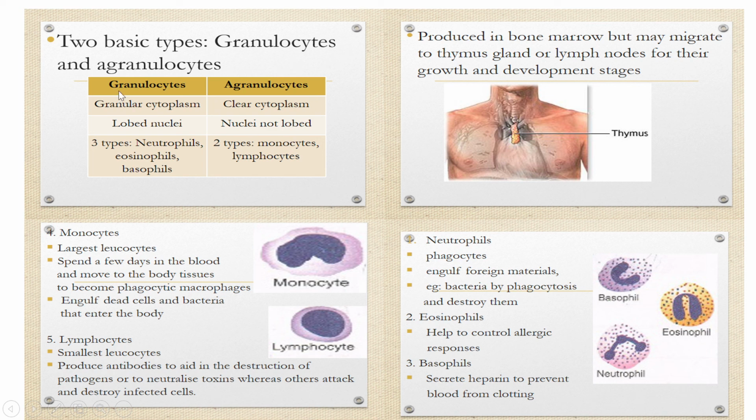Granulocytes means their cytoplasm is granular, having granules, whereas agranulocytes means their cytoplasm is clear without granules. So you can see here, this is the cytoplasm, and their cytoplasms are without granules.